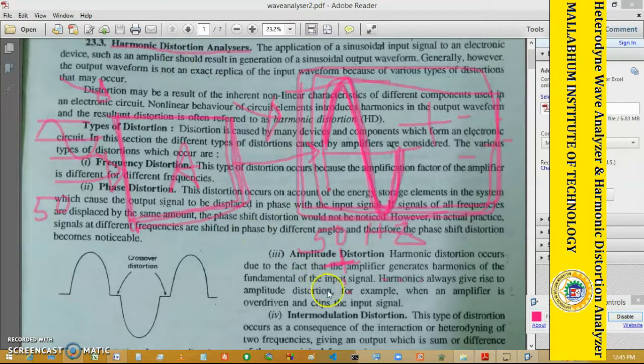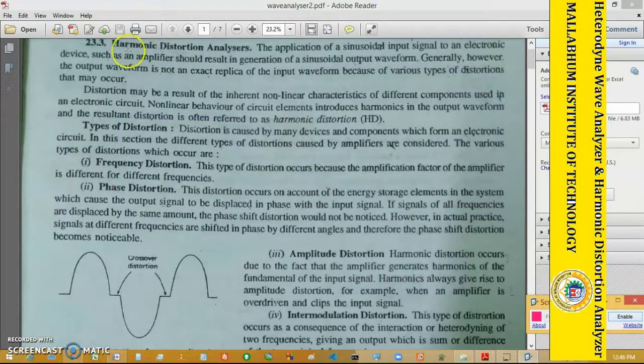It actually measures how much distortion component is present, as the ratio of the fundamental power divided by the total power. If the total power of the distortion is higher, then we don't get a clear sound. The noise is actually dominant in that case. So that is the main purpose of the harmonic distortion analyzer.